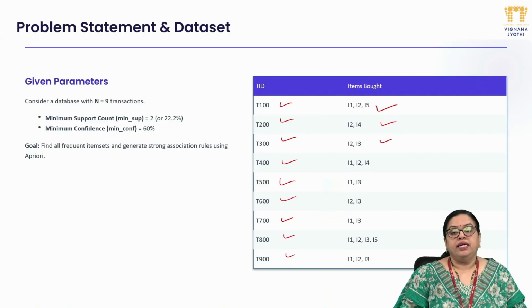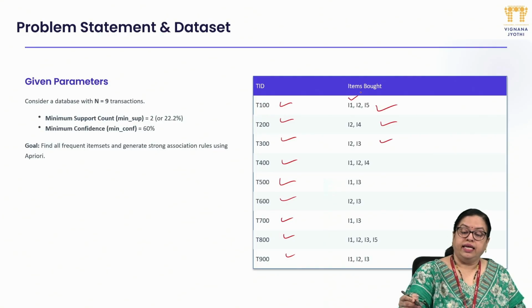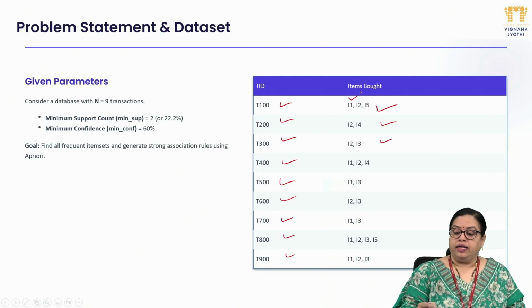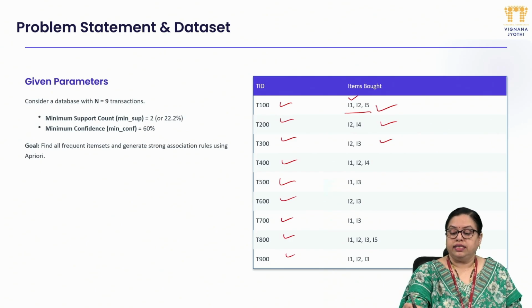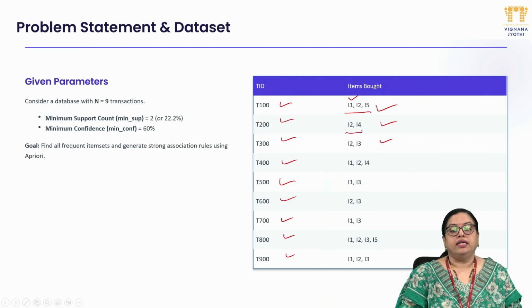So here we repeatedly use the words item and item set. What do we mean by item and item set? Here I1 is a single item, and if we combine I1, I2 and I5, this is called an item set. It is a combination of more than one item. Like that, the second transaction is also an item set, which is I2 and I4.